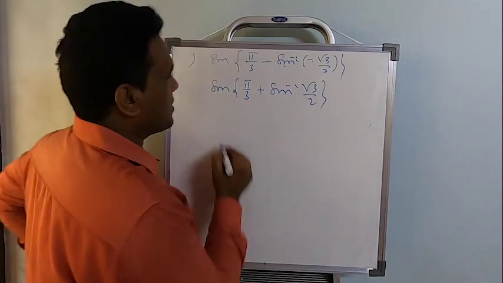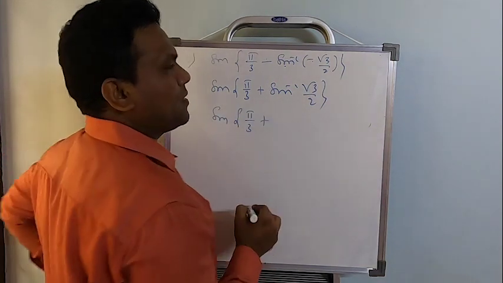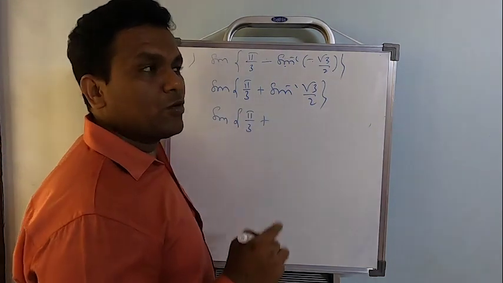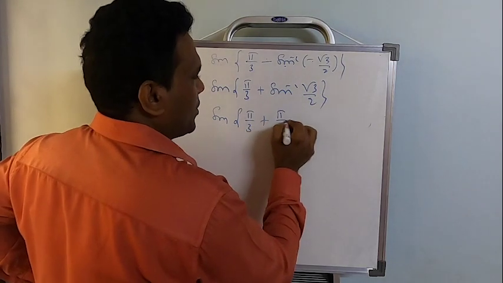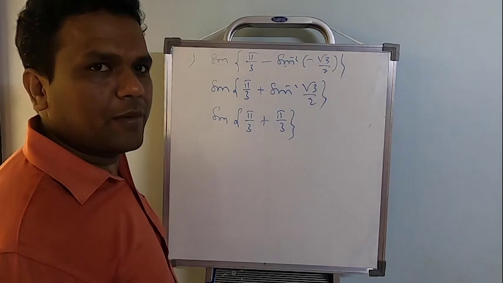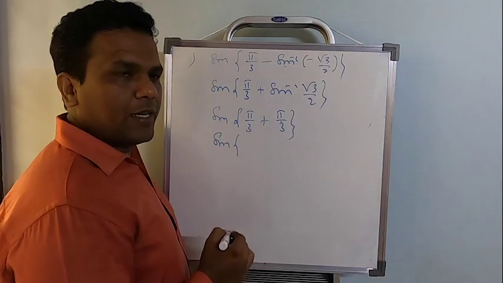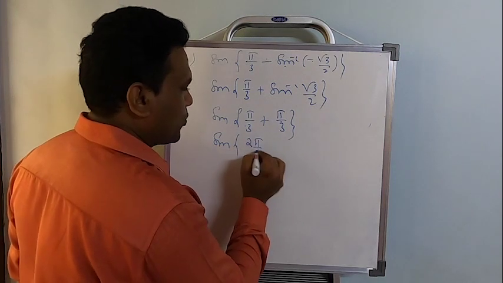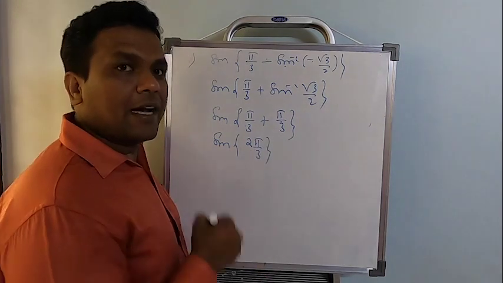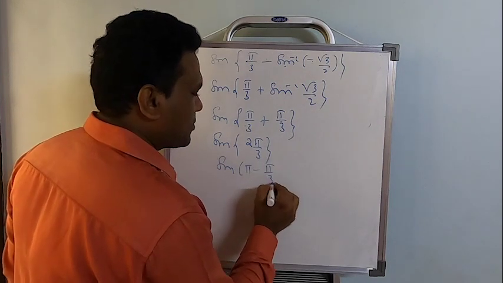The rest is the simplification part. Sine of pi by 3 plus. How much is sine inverse root 3 by 2? Sine inverse root 3 by 2 is pi by 3, if you remember. Sine 60 will be root 3 by 2, correct, right? So this is something like 60 plus 60, 120, or you can just write it as 2 pi by 3, right? I can still reduce this. 2 pi by 3 can be written as pi minus pi by 3.